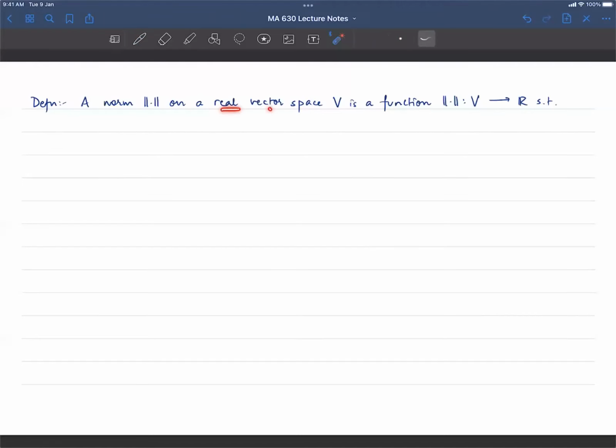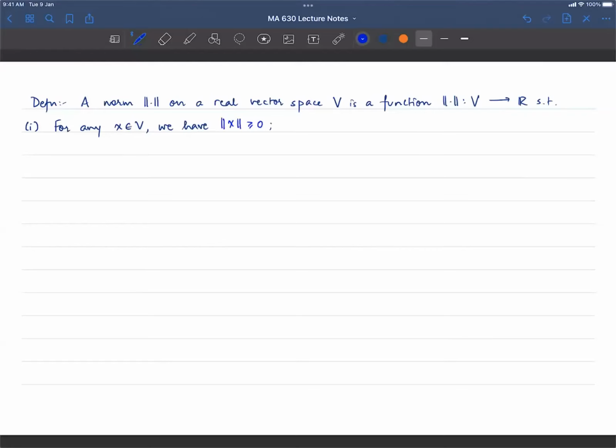So let's complete this definition. Suppose I have a real vector space V. That means that the scalars I'm allowing are only real numbers. Then what is a norm? A norm on a real vector space V is a function taking V to R such that, first of all, for any x in V, we have norm x greater than or equal to 0. So for any vector, the norm must be greater than or equal to 0.